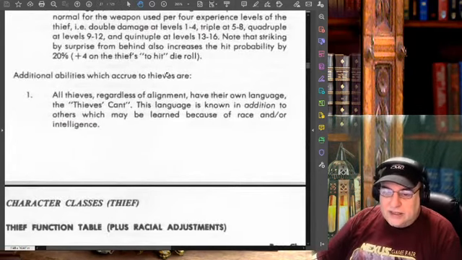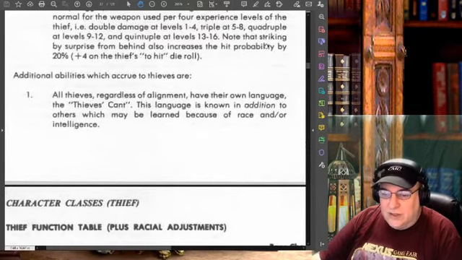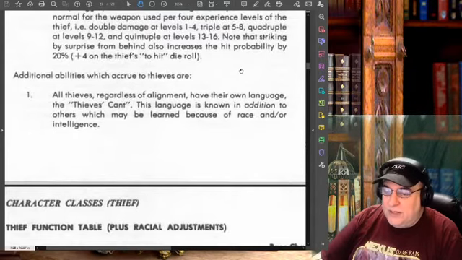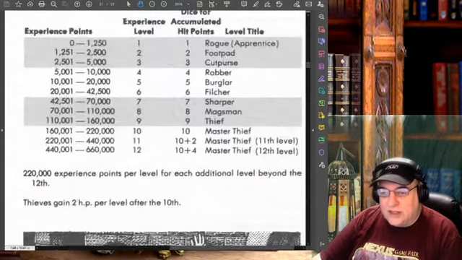Additional abilities which accrue to thieves are: number 1, all thieves, regardless of alignment, have their own language, the so-called thieves' cant. This language is known in addition to others, which may be learned because of race and or intelligence.